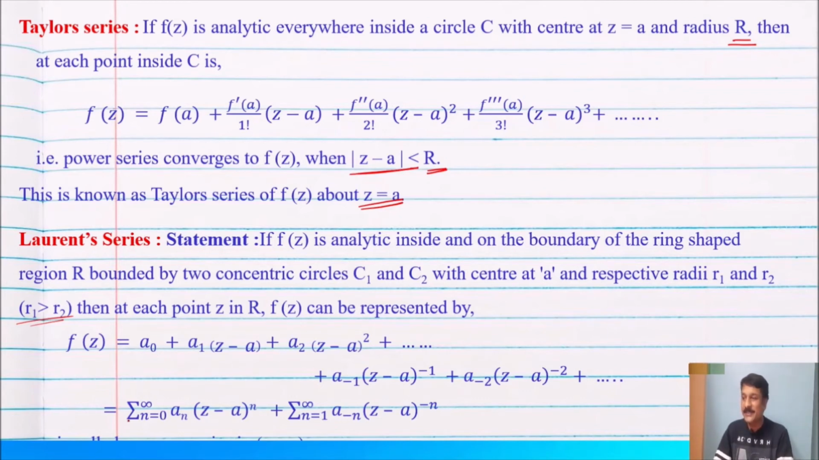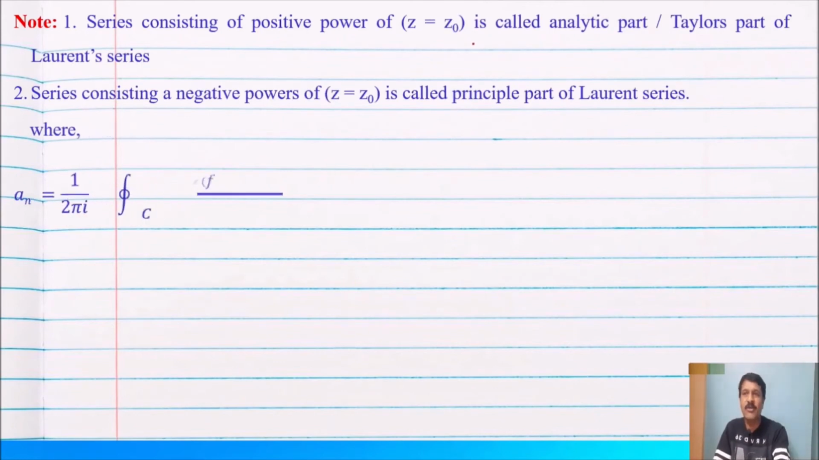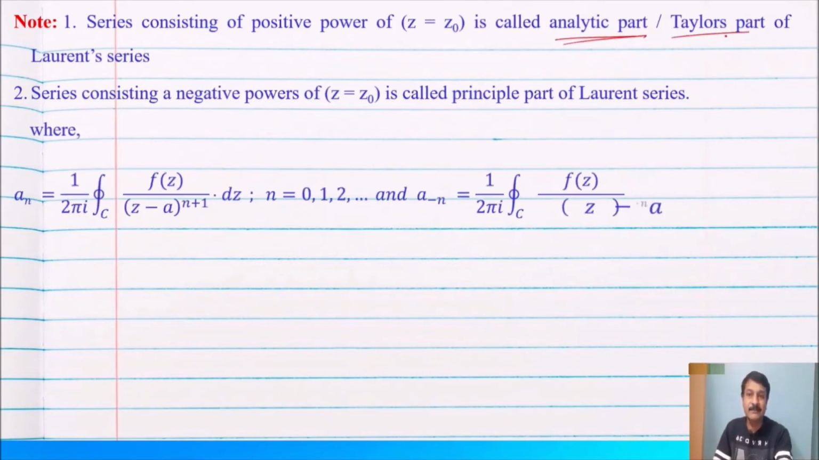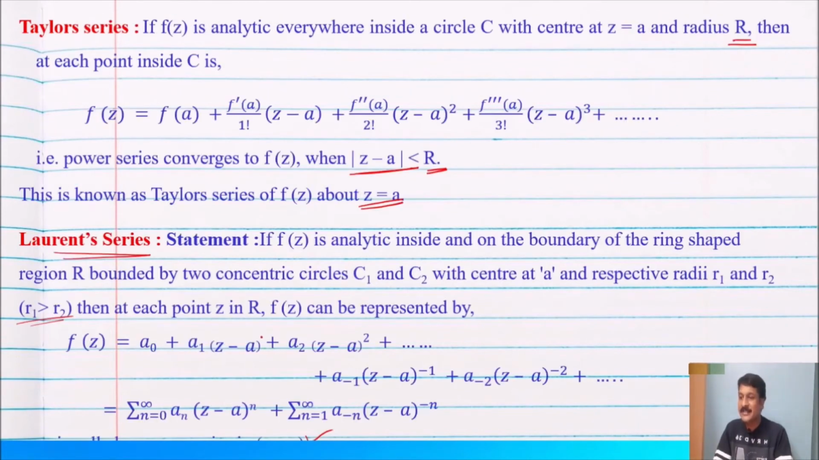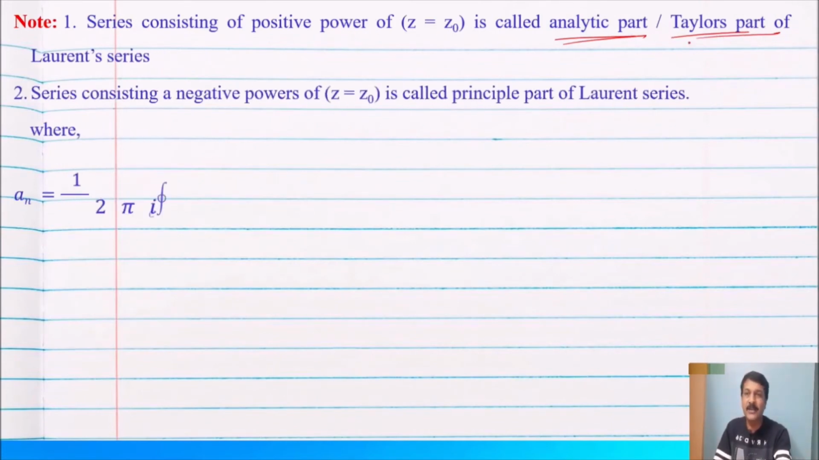So, the same thing I can express in the form of summation: summation n varies from 0 to infinity a n (z minus a) raised to n plus summation n varies from 1 to infinity a suffix minus n (z minus a) raised to minus n, called a power series in z minus a. So, this is the Laurent series, note that. In the Laurent series, the series consisting of positive powers of z minus a is called the analytic part or Taylor's part of the Laurent series. How? If we consider the positive side, you can consider z minus a, z minus a square, z minus a cube. That is why this positive power part is called the analytic part or Taylor part of the Laurent series.